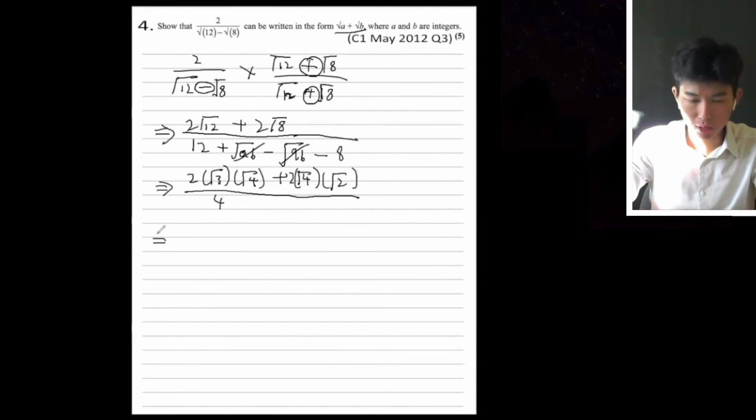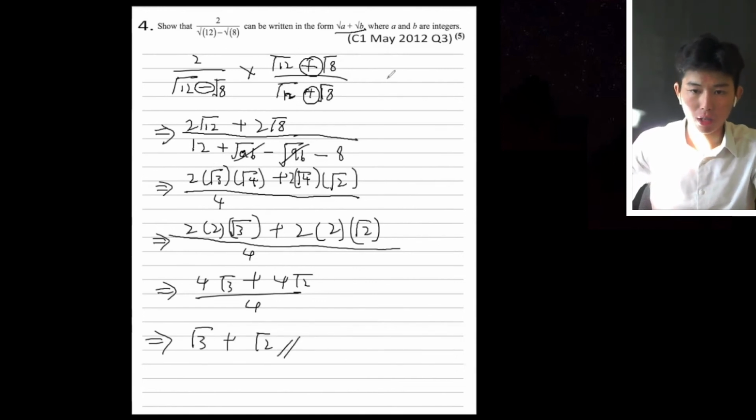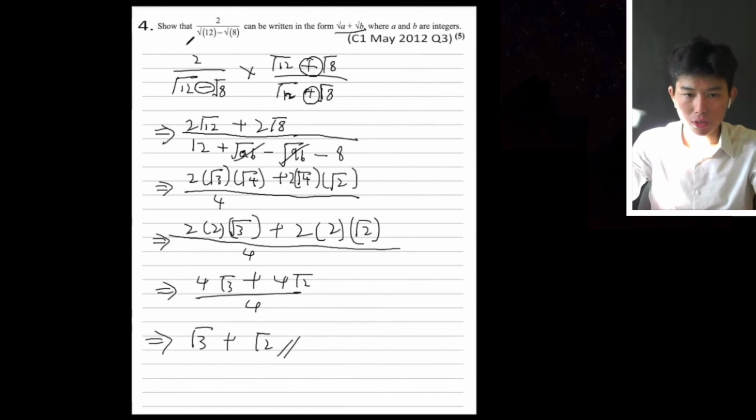And the next step would be 2 times 2 times root 3 plus 2 times 2 times root 2 over 4. The final answer would be 2 times 2 equals to 4, root 3 plus 2 times 2 would be 4, root 2 over 4. The final answer would be root 3 plus root 2. And this would be the final answer for this question here.